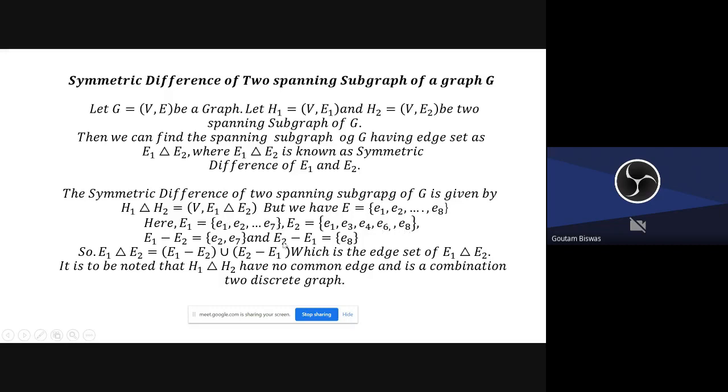Okay, and E2 minus E7. So E2 minus E7 is from here. You just check which one is not here. E1 is there, E2, E3, E7, E8. So it is only E2 minus E1 is E8. Okay, remember this.